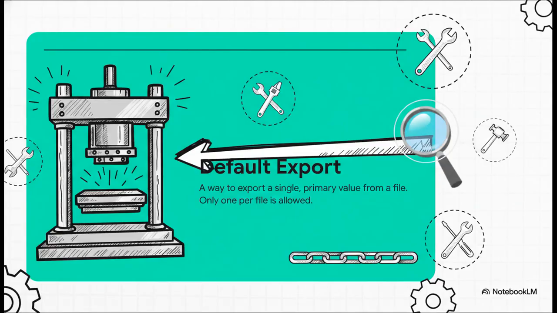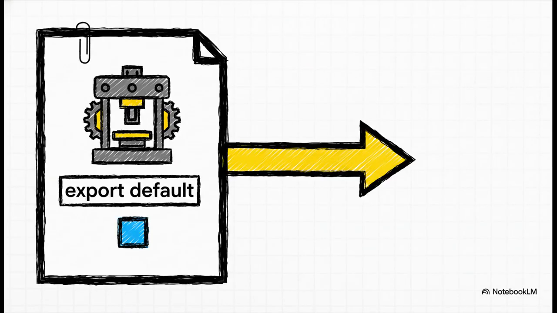Now, our second tool is the default export. This is for when your workshop really specializes in one single heavy-duty thing. Maybe it's a giant hydraulic press. You're not sharing a bunch of little tools here, you're exporting the main event, the one big reason this workshop exists. In the code, it looks a little different.